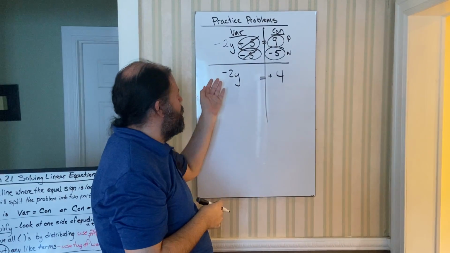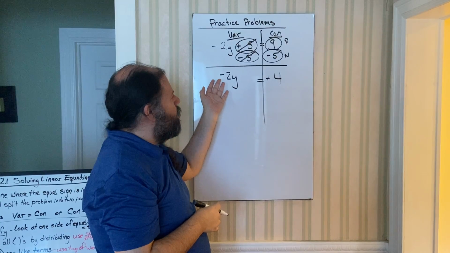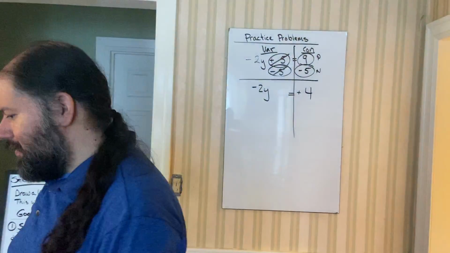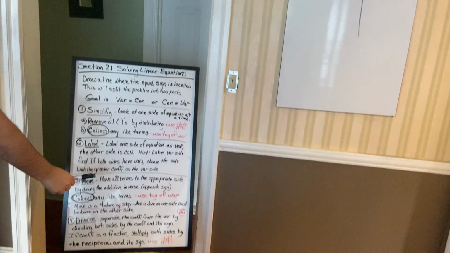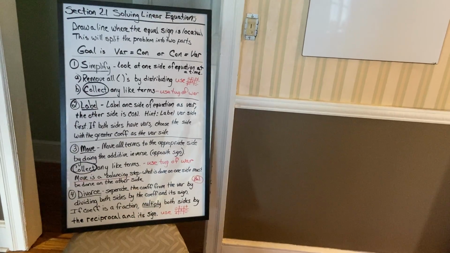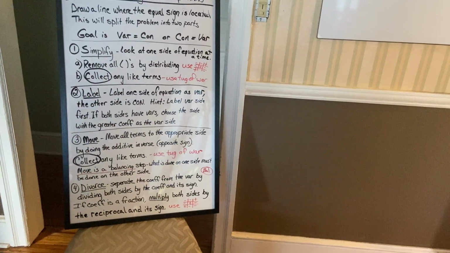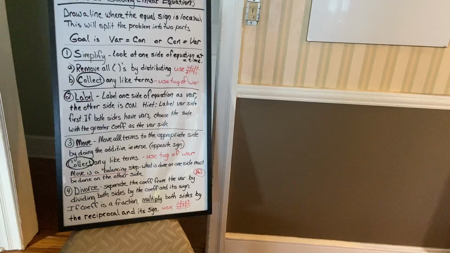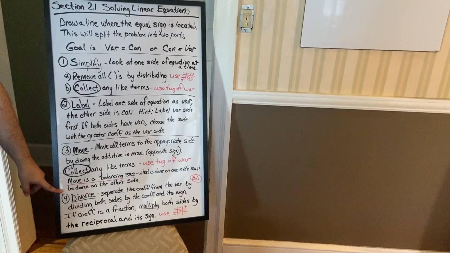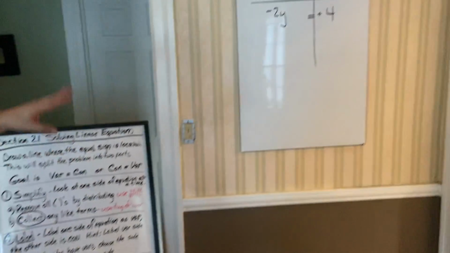Yep, it's positive. Now that this is only a coefficient and a variable, and we want to get the variable by itself, we're doing the divorcing step. So remember, the divorcing step says you want to separate the coefficient from the variable by dividing by not only that coefficient, but its sign as well. So notice we have a negative 2.